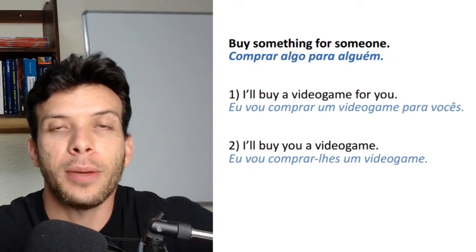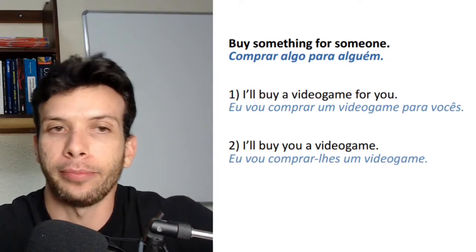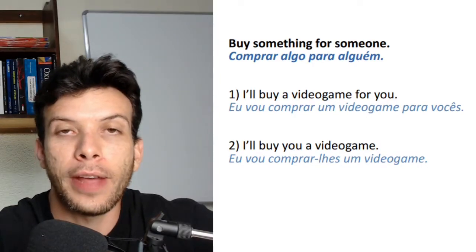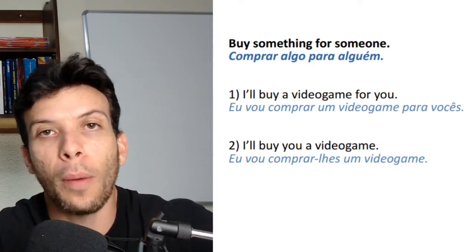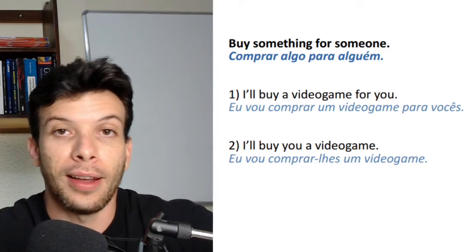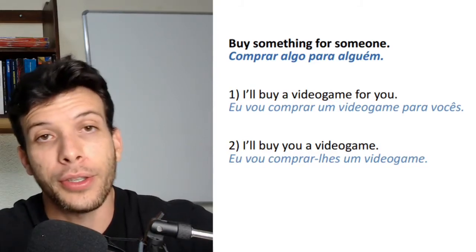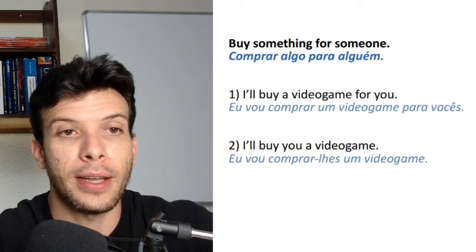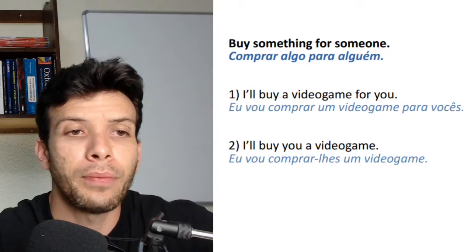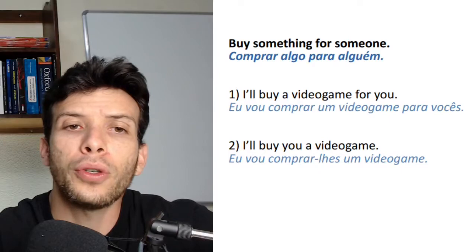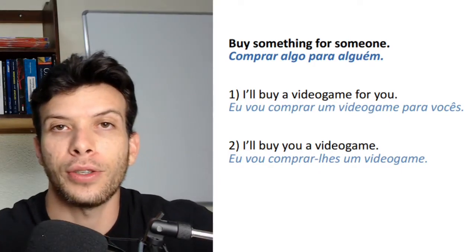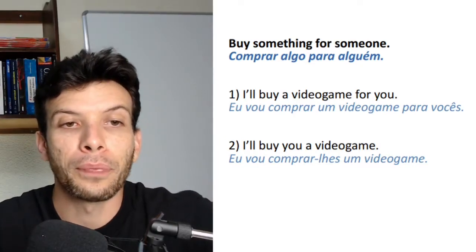Buy something for someone. Comprar algo para alguém. Comprar, buy. Os verbos antagônicos aqui nesse caso são comprar e vender. Buy and sell. So we're going to check the other one in the next slide, okay? Comprar algo para alguém. Number 1. Eu vou comprar videogame para vocês. Plural. Vocês. You, but plural.